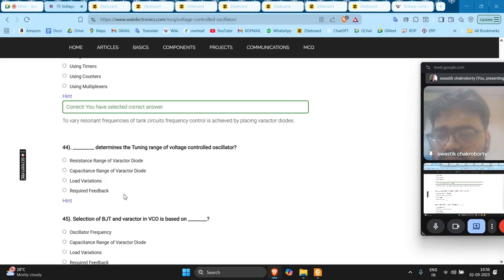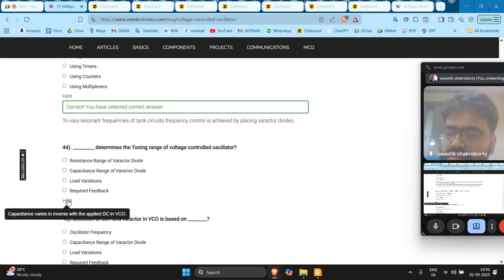What determines the tuning range of a voltage controlled oscillator? Tuning range means basically the input voltage tuning range. Now the input voltage depends on the load variation and the resistance, the capacitance, and the feedback. So the correct answer will be capacitance.